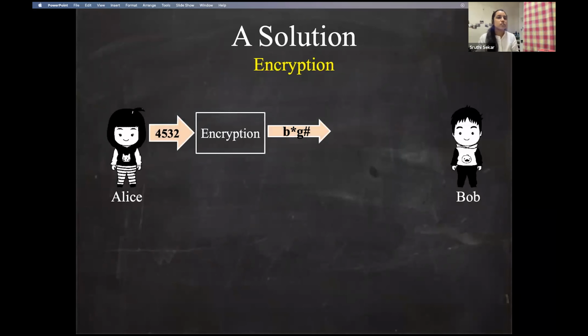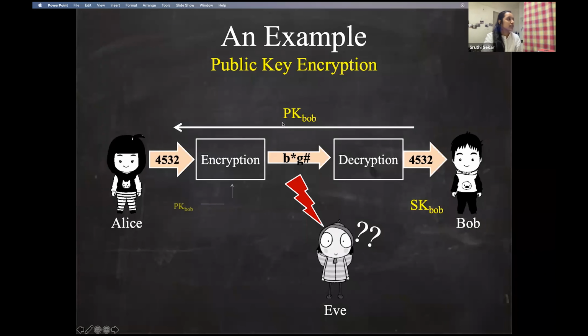What is done here, Alice will take her message, run this encryption algorithm, and generate this message called the ciphertext. And this is actually what is sent through the channel. So now Alice uses the public key to encrypt the message. So the public key is what is used in the encryption algorithm. And Bob would use the secret key at his end to recover the message.